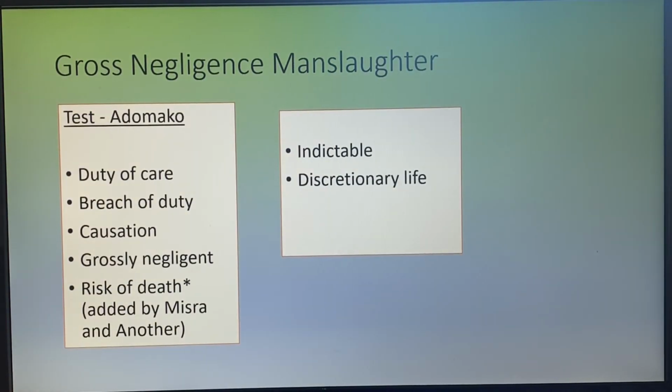Moving on to gross negligence manslaughter now. The test came from a case called Adomako. It originally was four parts. You can see duty of care, breach of duty, causation and grossly negligent on the left. And a case called Misra and Srivastava added the fifth part, which is risk of death, much later. So just bear that in mind. Adomako gives the main definition, but it was added to by Misra and Srivastava.